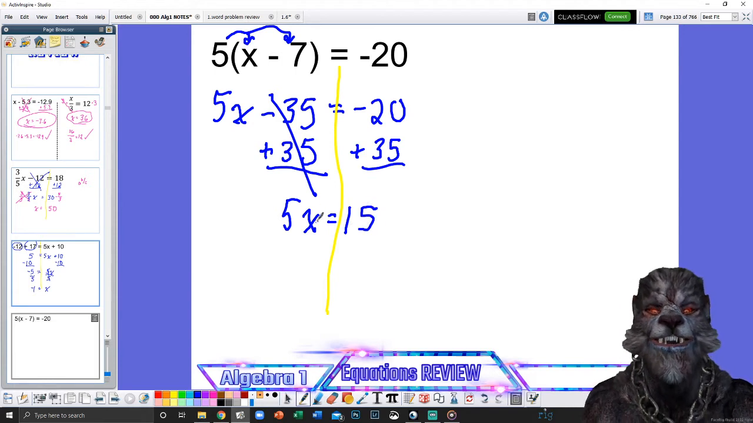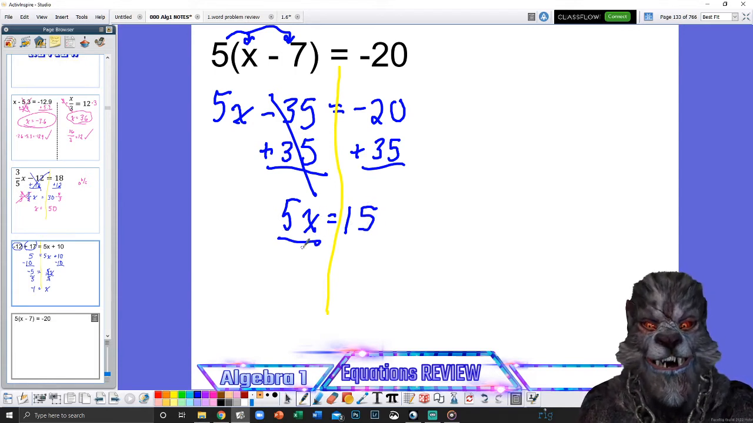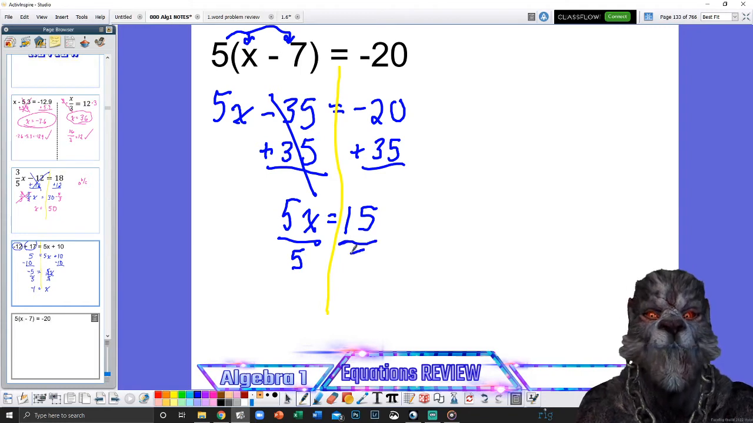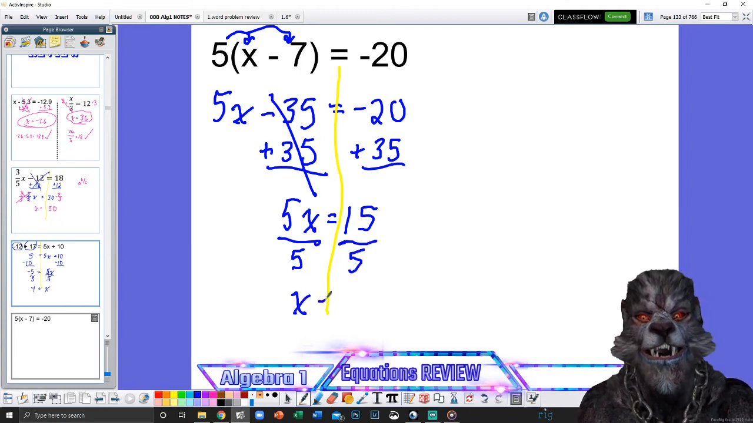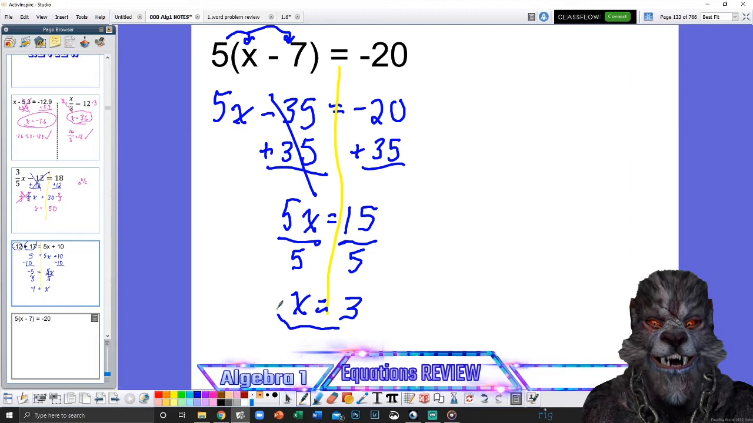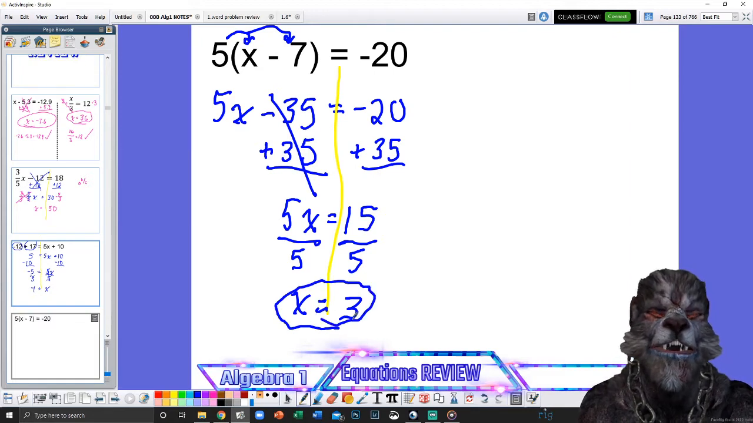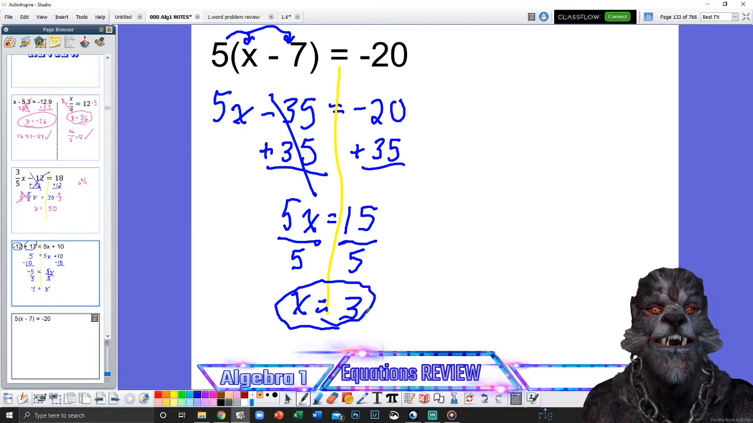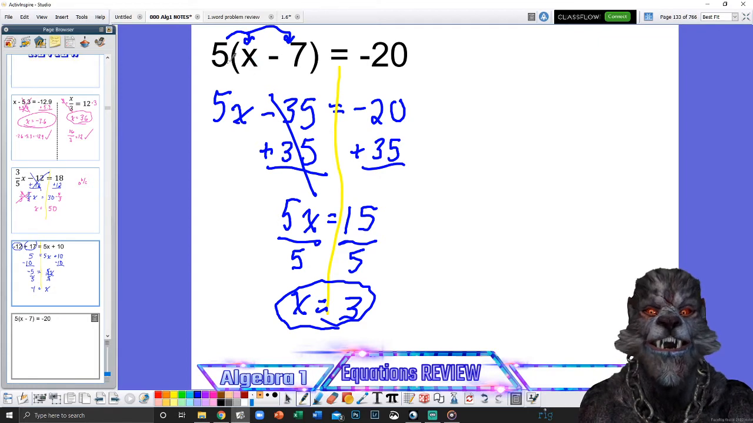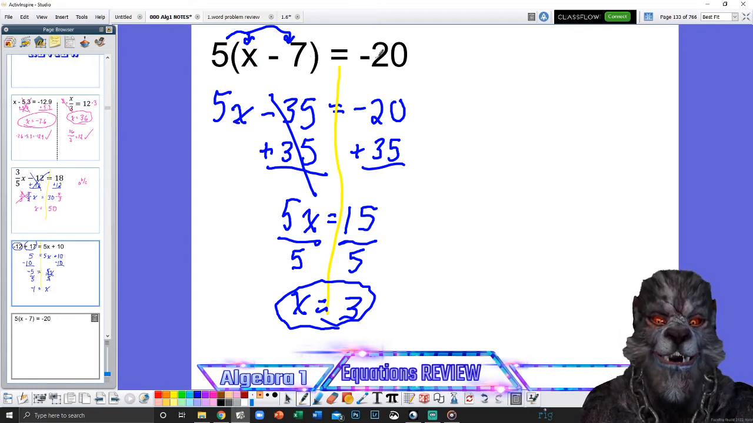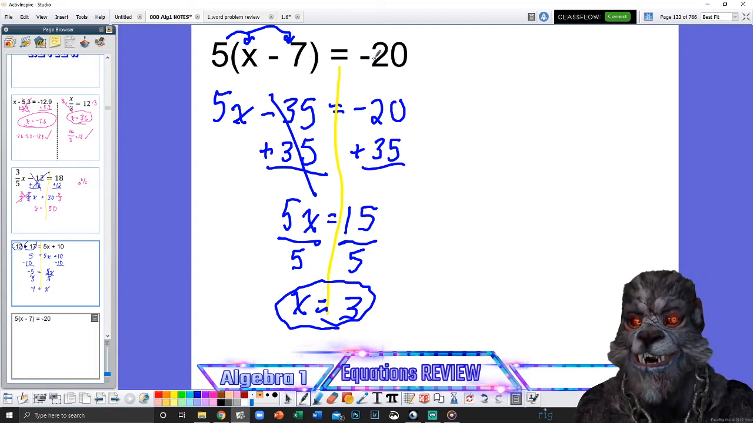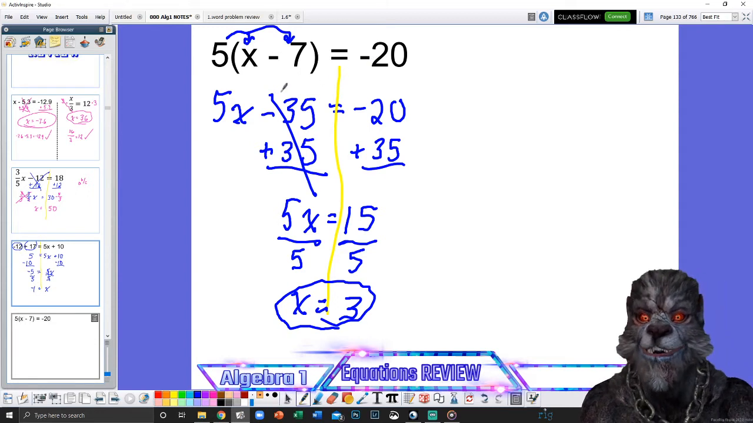5 and x, they're touching. We don't want them touching, so I divide by 5. That gives me x equals 3. 3 is correct. Again, I could plug this back in for x, type it out on the calculator, and it would give me negative 20. If I were taking a test, I would definitely be doing that for sure.